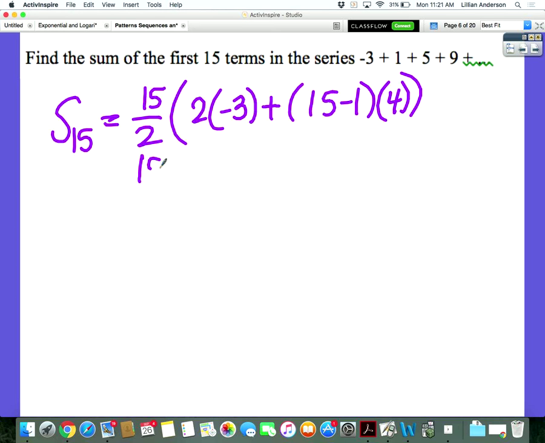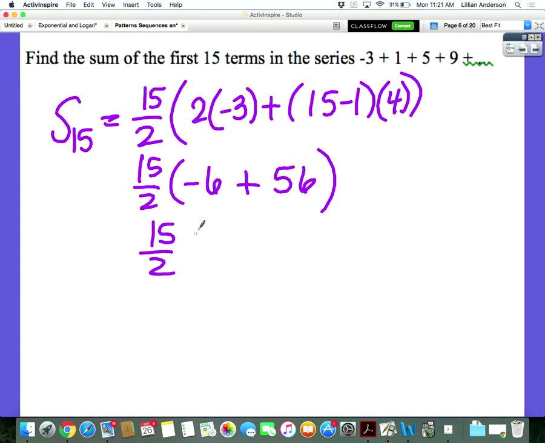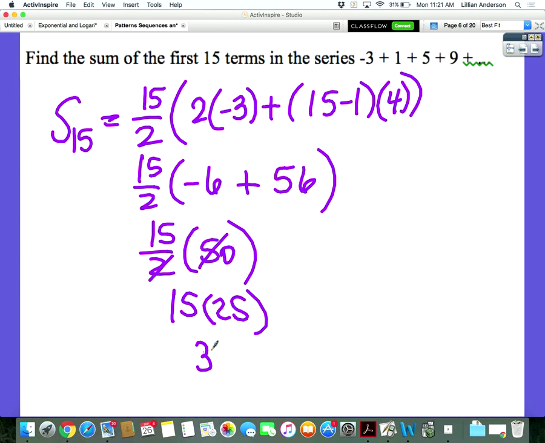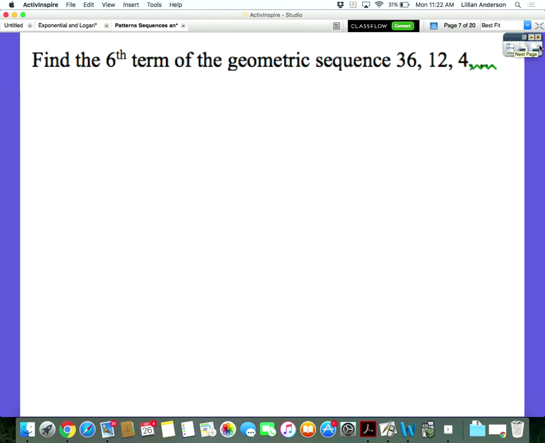So I basically have 15 over 2, leave it as a fraction. I have negative 6 plus... So then I have 15 over 2 times 50. Make it easier on yourself. How many times does 2 go into 50? So this is 15 times 25. You can brush up on your multiplying with the decimal point. You multiply 50 by 15, then divide by 2. All right, here's the next one.